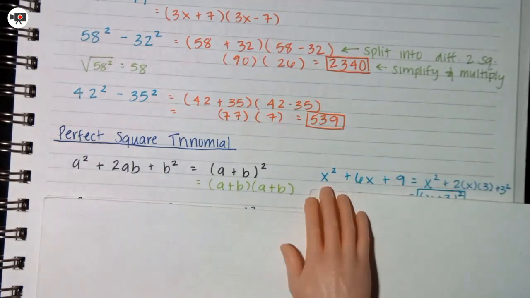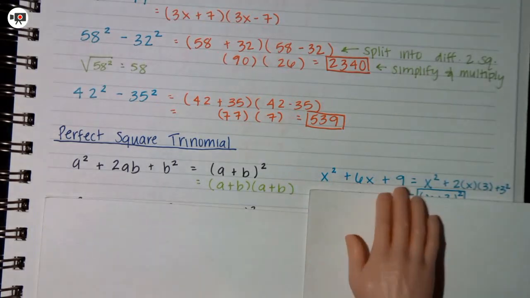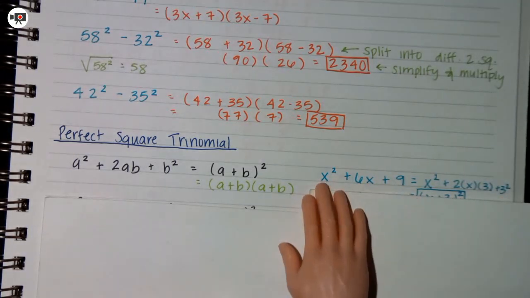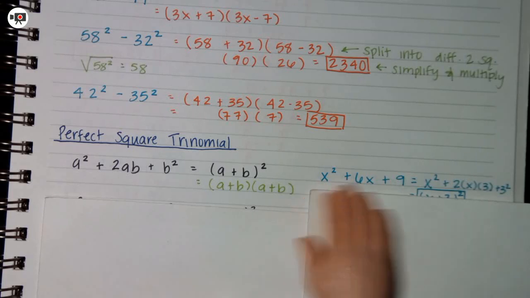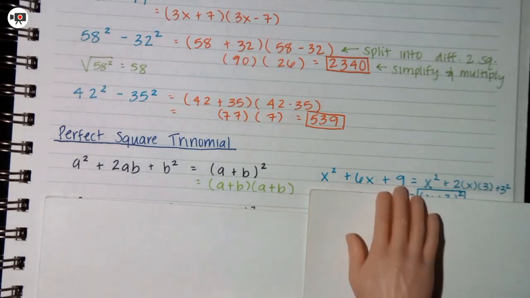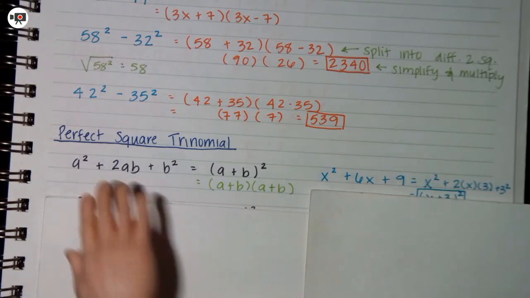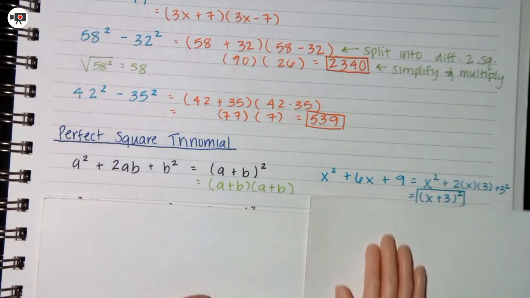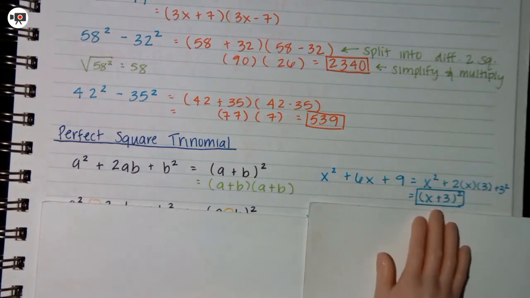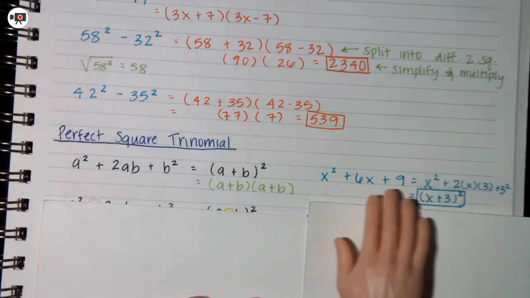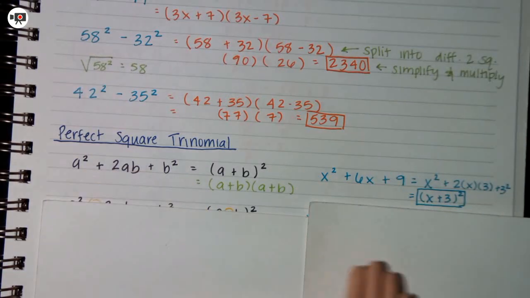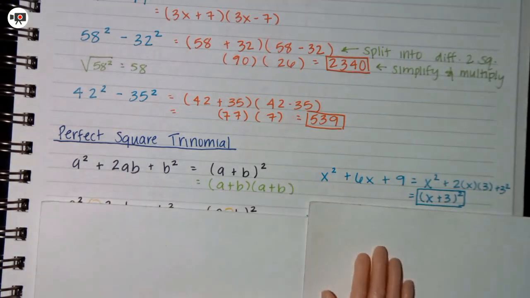An example of this would be x squared plus 6x plus 9. 9 is a perfect square. X squared is a perfect square. So then 1 times 3 is 3, times 2 is 6. So then this would be x plus 3 squared. Notice that these are all addition signs, and so inside the parentheses they're all addition signs.